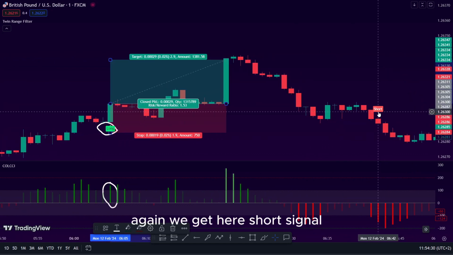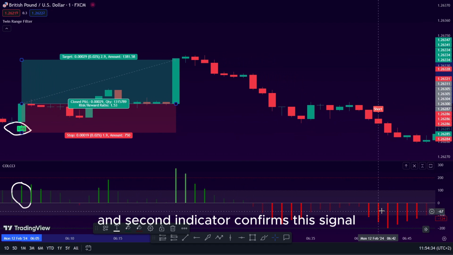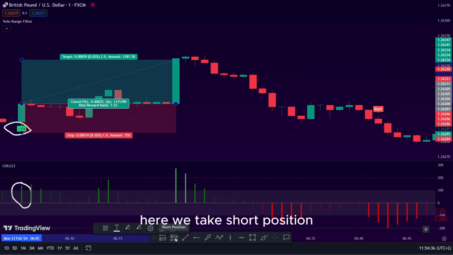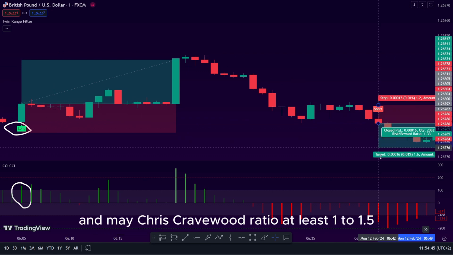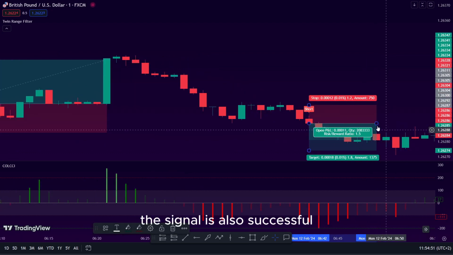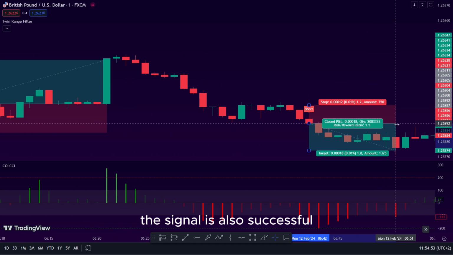Again we get here a short signal and the second indicator confirms this signal. Here we take a short position. We put the stop above this short label and make the risk reward ratio at least 1 to 1.5. Let's see the result. The signal is also successful.